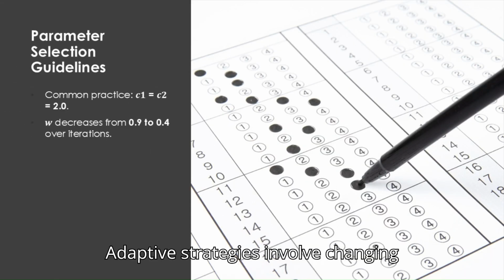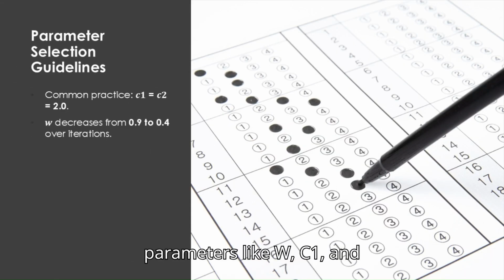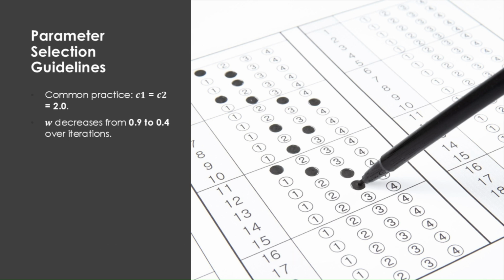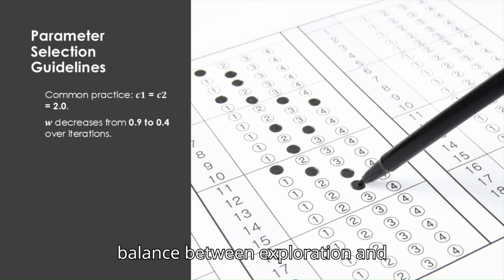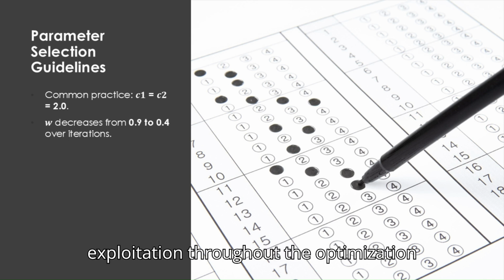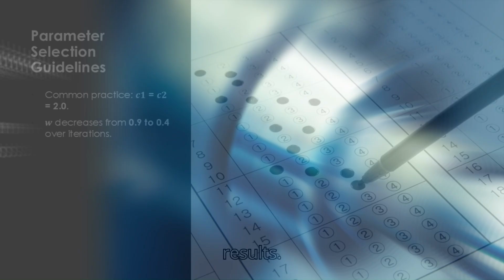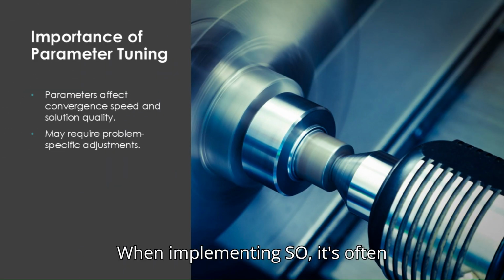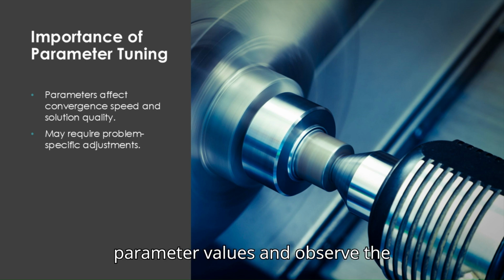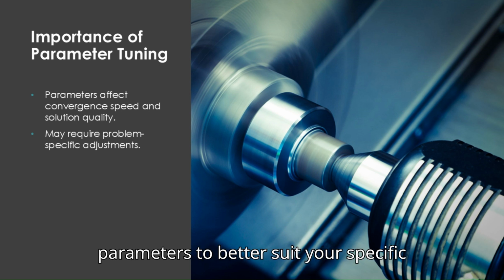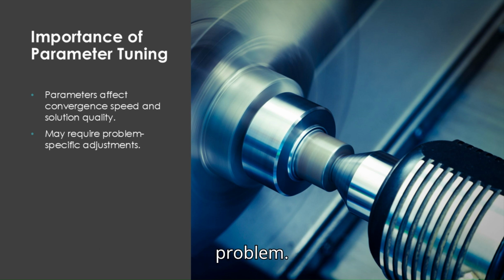Adaptive strategies involve changing parameters like W, C1, and C2 dynamically as the algorithm runs. This can help maintain an effective balance between exploration and exploitation throughout the optimization process, potentially leading to better results. When implementing PSO, it's often effective to start with the standard parameter values and observe the algorithm's performance. If you notice issues like premature convergence or slow progress, consider adjusting the parameters to better suit your specific problem.